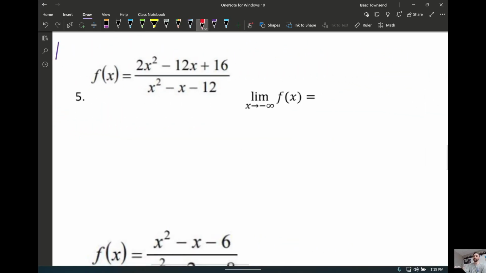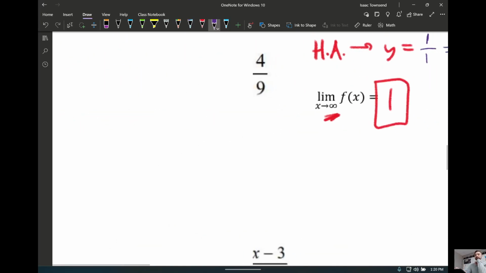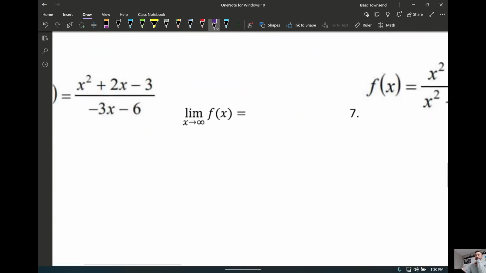So, question 5. The degrees are equal again, so the horizontal asymptote would be y equals leading coefficient 2 over leading coefficient 1, or y equals 2. And what a horizontal asymptote tells me is what the far right and far left of the graph approaches. Question 5 happened to ask about the far left, but it would have been the same answer if it had been asking for the far right. And that's why I said if you guys are not careful and you're not paying attention too carefully here, you're going to be confused how we're getting these answers so quickly.